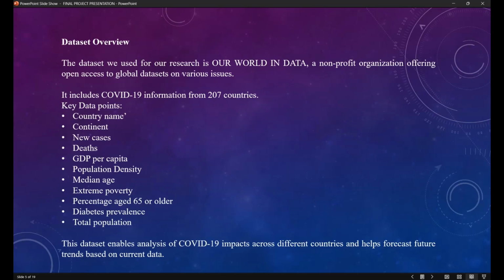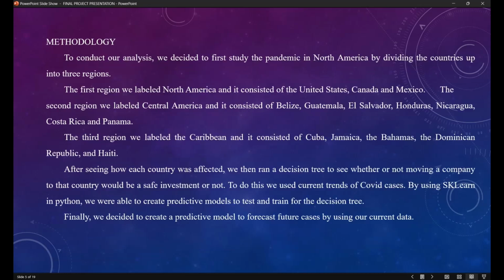And coming to the dataset overview, the dataset we used for our research is from Our World in Data, a non-profit organization offering open access to global datasets on various issues. It includes COVID-19 information from 207 different countries. In this data, the main data points are country name, continent, GDP per capita, extreme poverty, median age, population density, diabetes prevalence, total population, etc. This dataset enables analysis of COVID-19 impacts across different countries and helps forecast future trends based on current data.